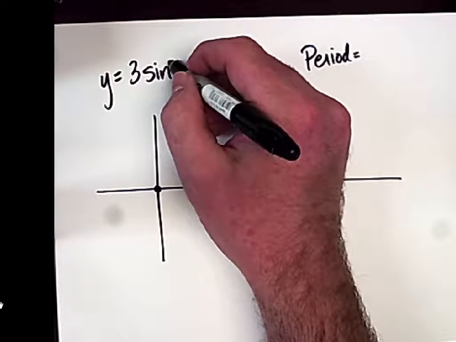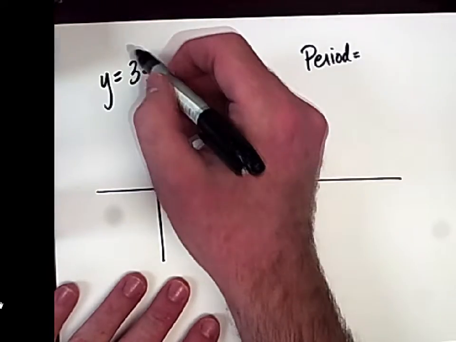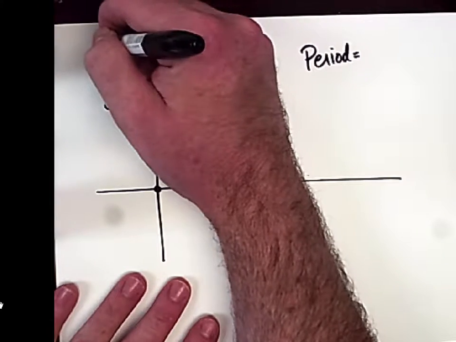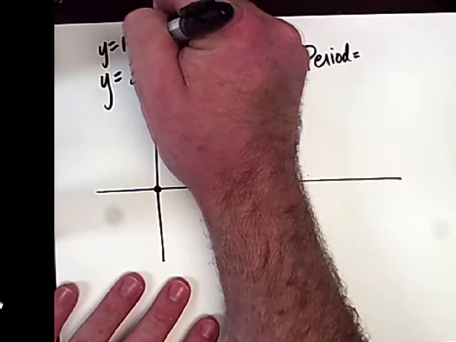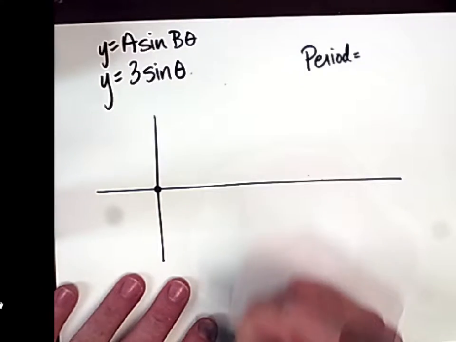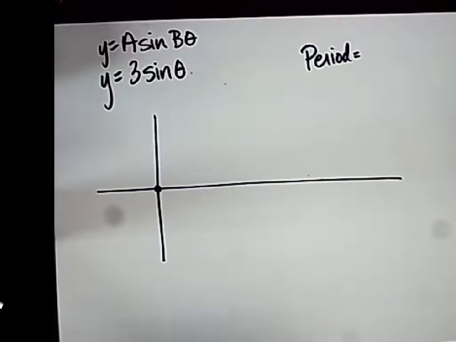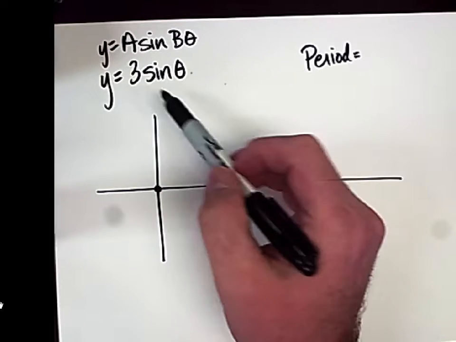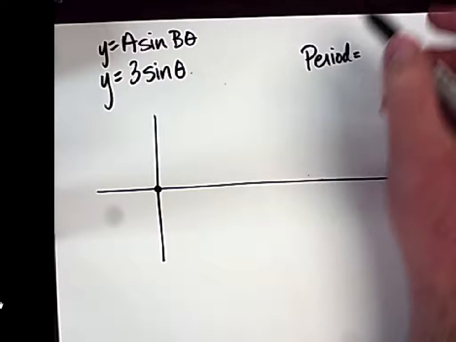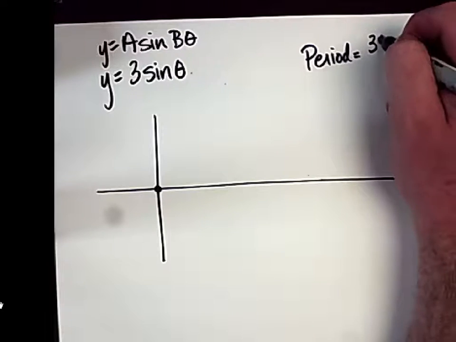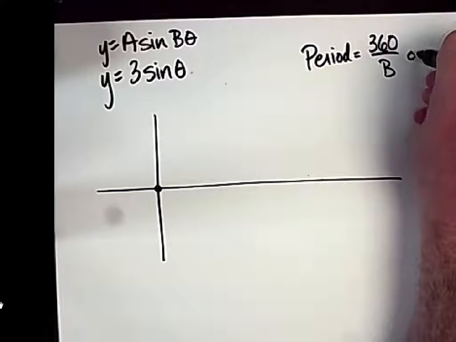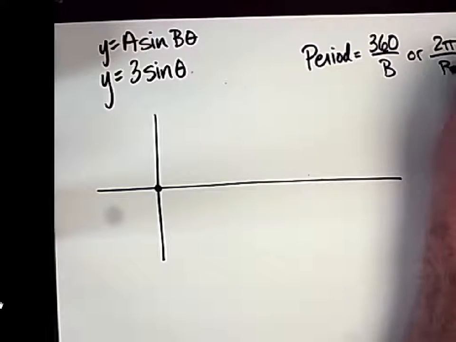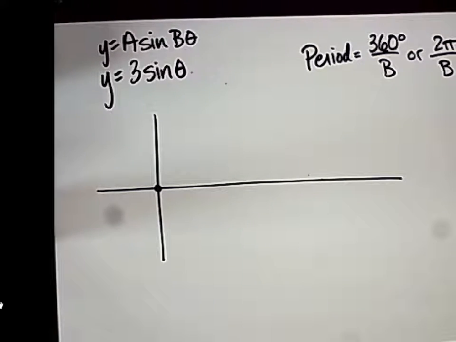A lot of times people will say this is in standard form if it's y equals a sine of b theta. So what is b? Well, b is 1. The period is either 360 over b or 2 pi over b. So if it's in degrees, it's 360 over b. If it's in radians, it's 2 pi over b, right?